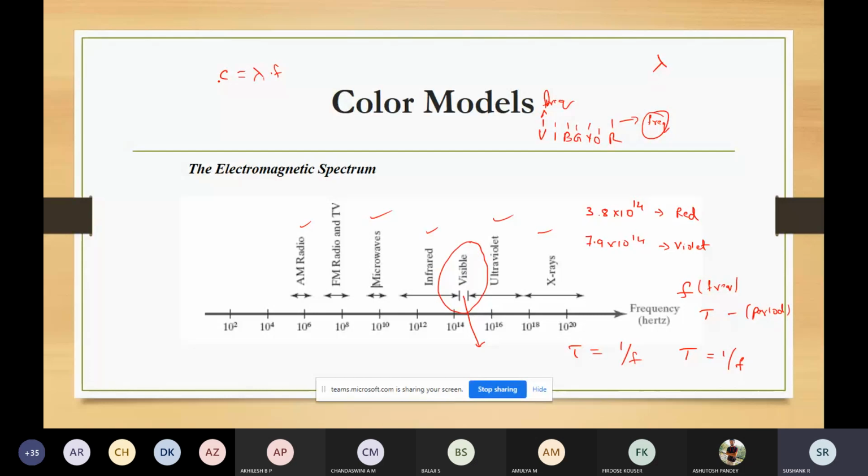You can represent these waves in terms of angstrom also. So this is just regarding the representation, or you can represent it in terms of frequency also.